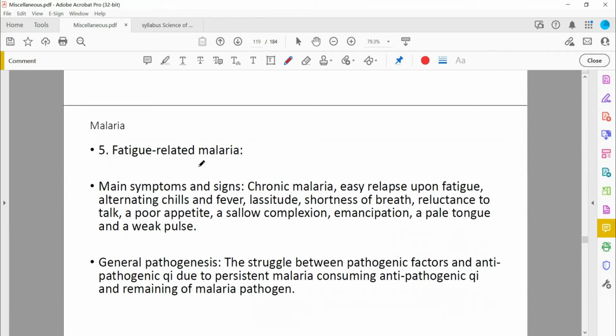Fatigue-related malaria. So this one's a chronic one. Chronic malaria, easy relapse upon fatigue. When the patient feels tired, there's easy relapse. Alternating chills and fever, lassitude, shortness of breath, reluctance to talk, a poor appetite, a sallow complexion, emaciation, a pale tongue, and a weak pulse.